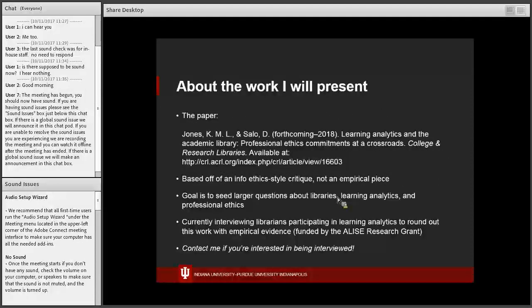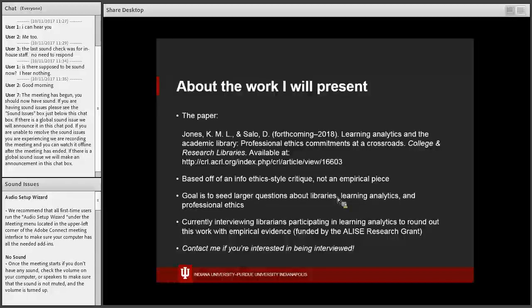So about the work that I'm going to present here. This is based off of a paper that I wrote for College and Research Libraries that you can find as a preprint at their website. It's also at my website. You can get access to it via that page, thecorkboard.org/research. And I wrote this with Dorothea Salo, who's at the University of Wisconsin-Madison, which is where I earned my PhD.